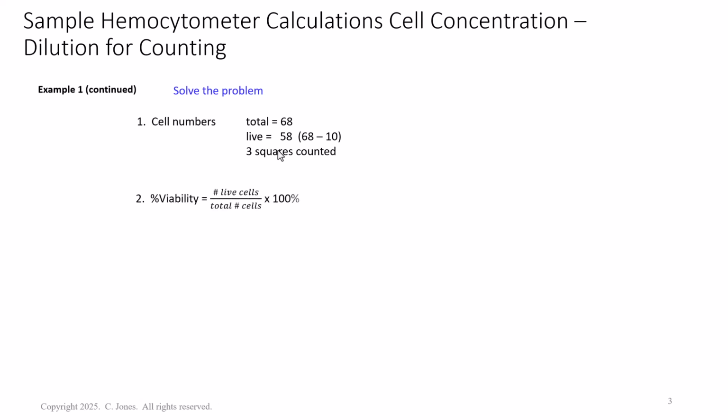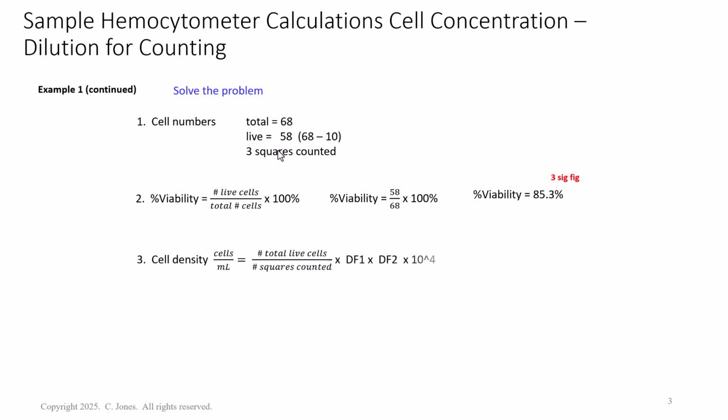Okay, let's calculate the percent viability. Percent viability is the number of live cells divided by the total number of cells times 100%. So this is just plug and chug. 58 live cells divided by 68 total cells times 100% gives us a percent viability of 85.3%. And again, remember that we report our final values to 3 significant figures for cell counting data.